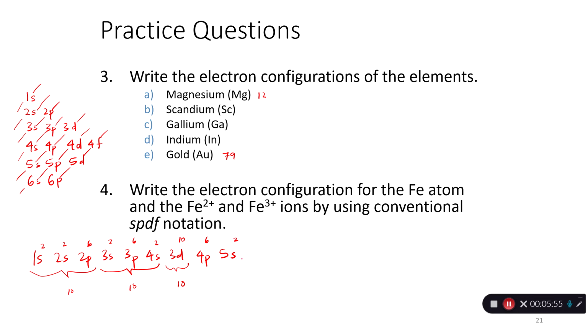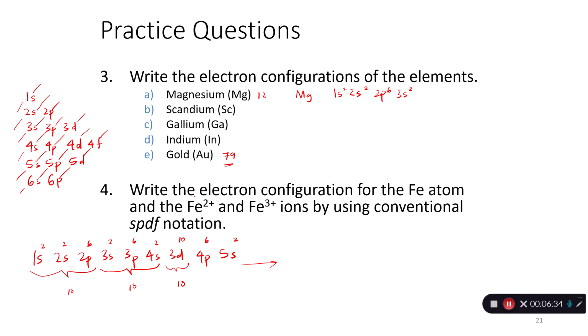Of course, you can have longer so that you know what goes after this, because obviously you need 79. This is only 36, 38. So if anything is more than 38, you have to continue this. Basically this is how you solve. For magnesium, it is 12, so we stop at 3s2. So magnesium is 1s2, 2s2, 2p6, 3s2. That's it. Please solve for the rest.